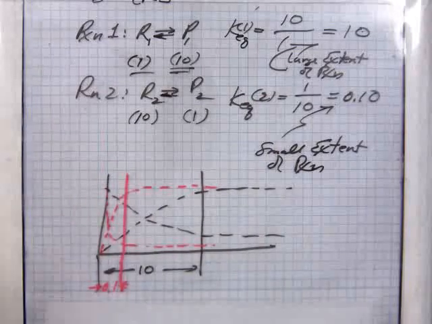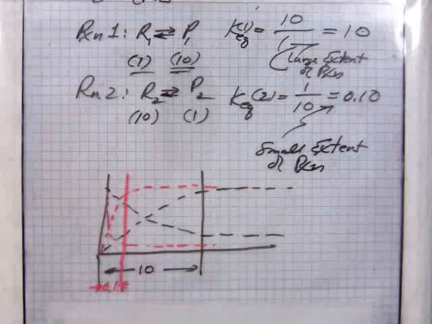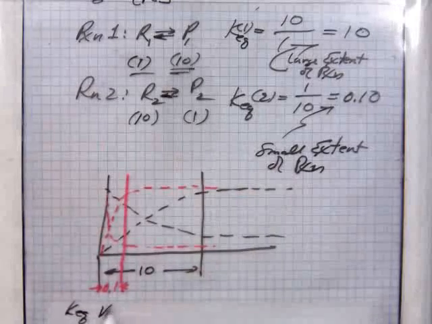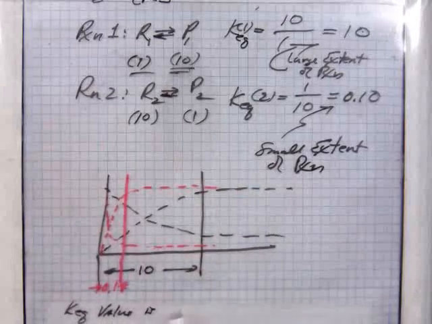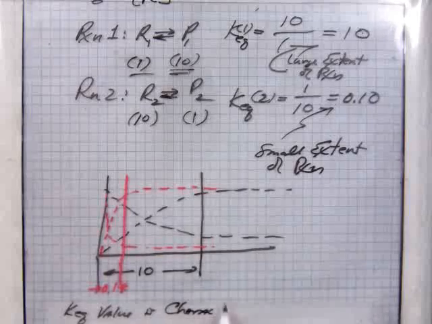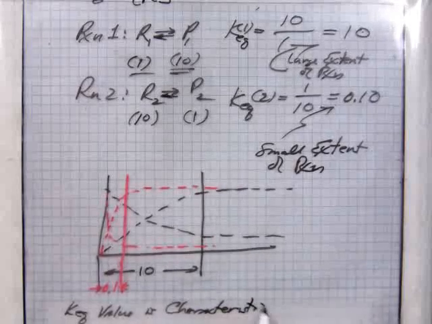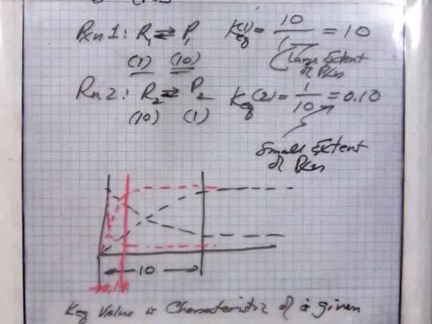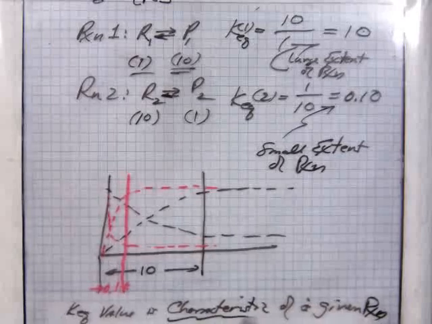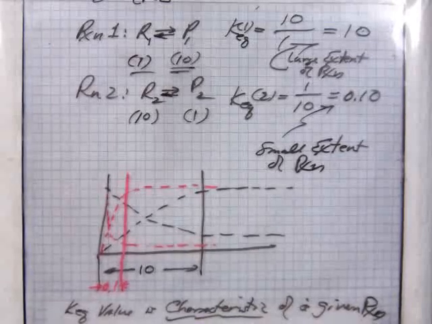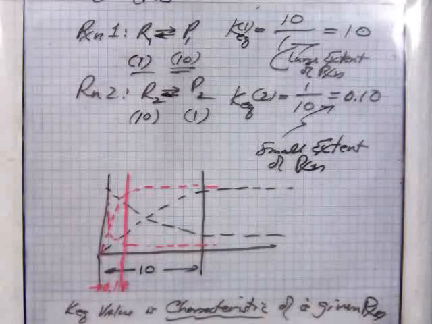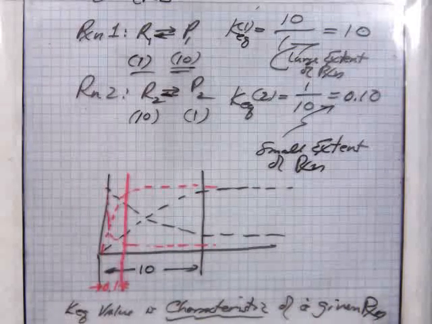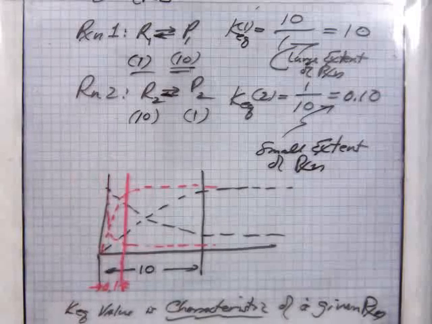Now, one of the things: a KEQ value is characteristic of a given reaction. When I say it is a characteristic of a reaction under the conditions specified, all reactions can be compared now. Which one will make more product and which ones will not make much product? I'll give you some examples.